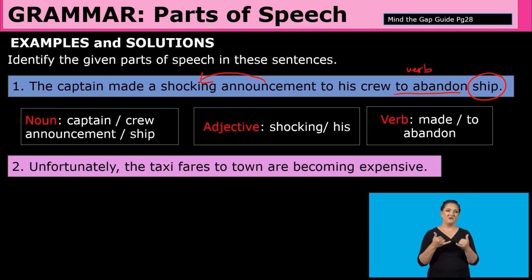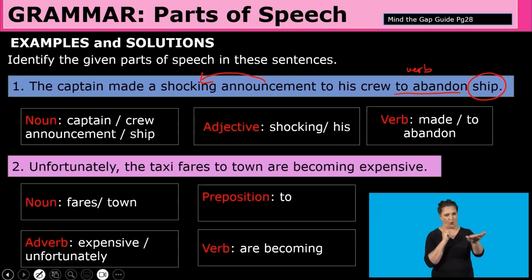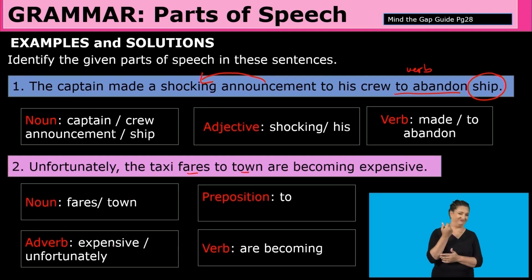Right, let's move on. Unfortunately, the taxi fares to town are becoming expensive. In our response, the nouns will be fares and town, all right? There and there. The adjective is going to be expensive, and unfortunately is your adverb, and your preposition is going to be to, all right? Those little words that show you the position of one object in relation to another, and the verb is are becoming, all right? There's our modal and our ing ending for the continuous tense, all right? So that, learners, showed you how to find parts of speech in sentences, all right?